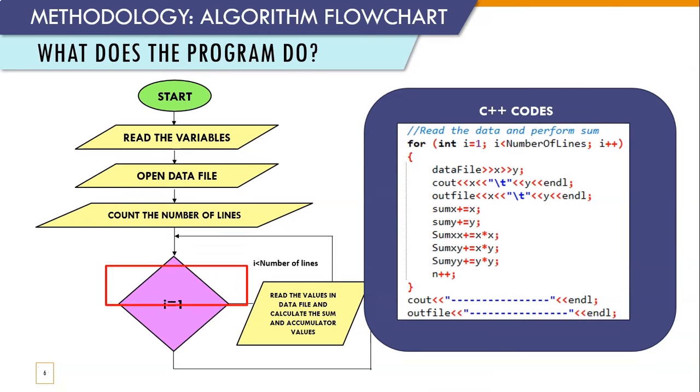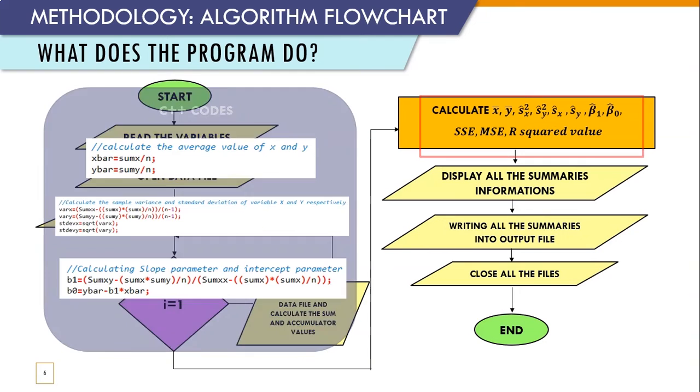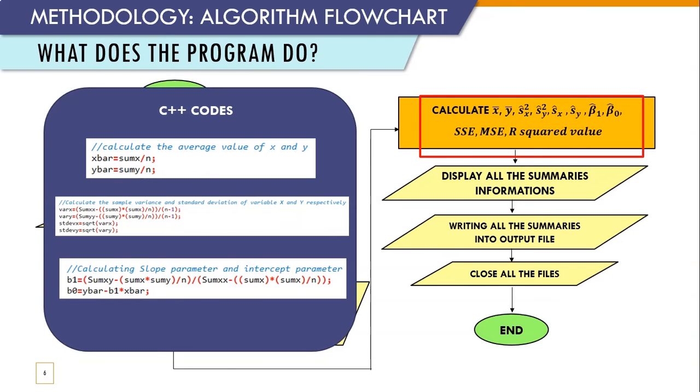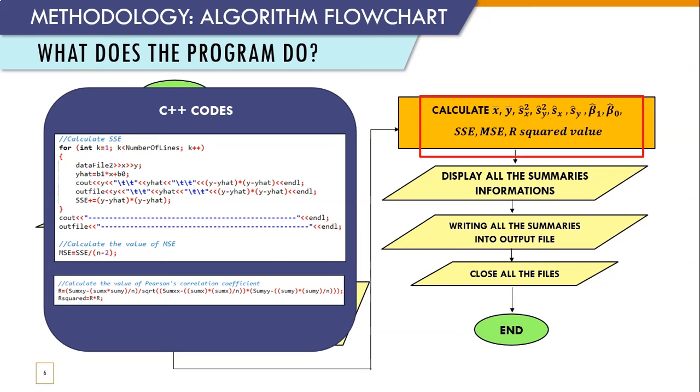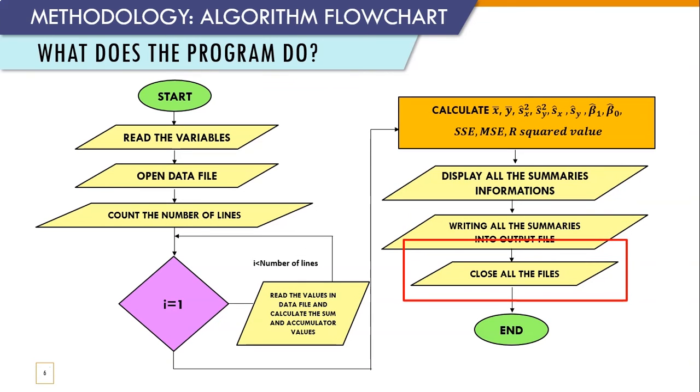After it detects the number of lines, it will then enter a loop that reads the values of the x and y variables in the data file. At the same time, the loop also helps us to calculate the sum and other accumulative values. After that, the program calculates the values for the necessary statistical information. Then, it will display all the summaries of the information and write all of them into the output file. At last, it will close all the files and terminate the program.